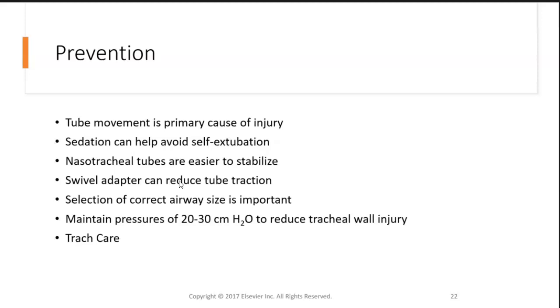You want to make sure you select the correct size. We talked about this in lab last time: if I pick an endotracheal tube that's too small, I'm going to need a lot more cuff pressure to keep that airway in place, and that can cause more damage. If I'm using the wrong size tracheostomy tube, too short or too long, the tip of the tube can rub on the inside of the airway and cause damage. I want to maintain cuff pressures between 20 and 30 centimeters of water to reduce tracheal wall injury.